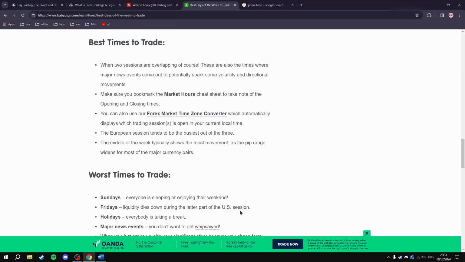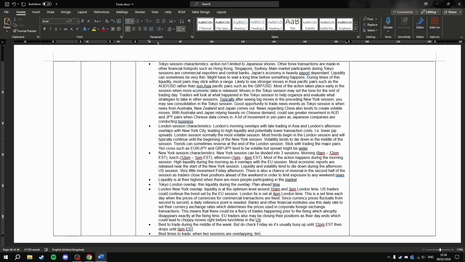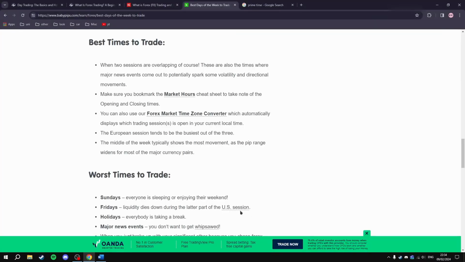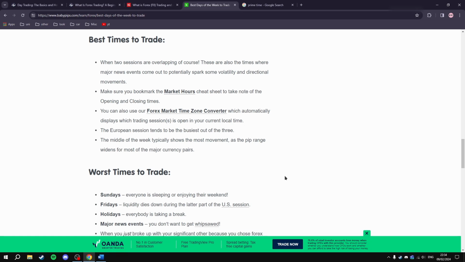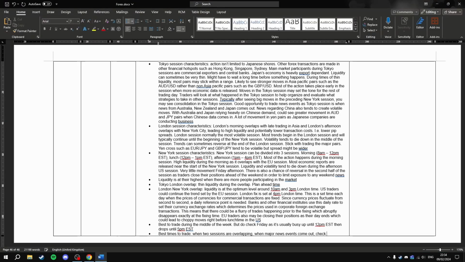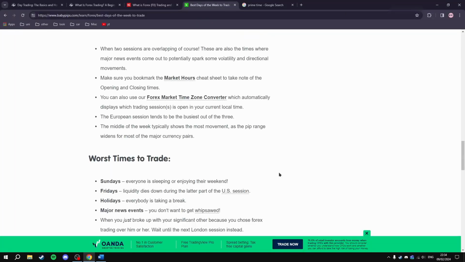There are also times when major news events come out to potentially spark some more volatility and directional movements. When major news events come out, make sure you bookmark the market hours cheat sheet. Take note of the opening and closing times. Remember each session's opening and closing times. You can also use our Forex market time zone converter, which automatically displays which trading sessions are open in your local time.